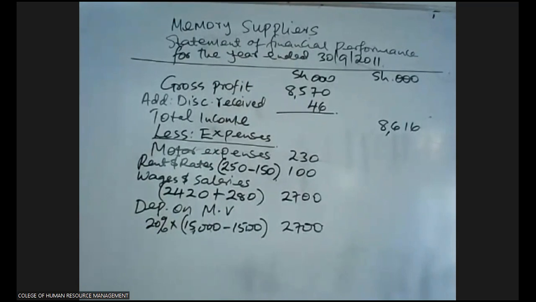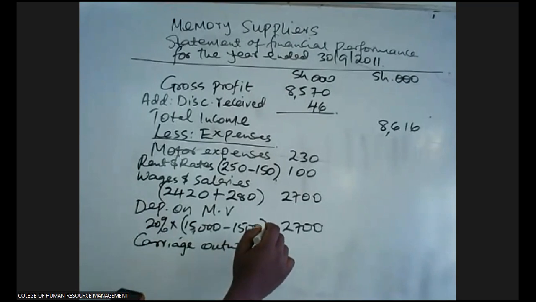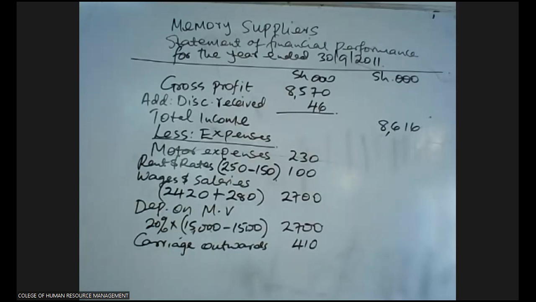Good. Carriage outward is an expense. This is the cost you incurred to offer transport for your customers. It is carriage on sales. Carriage outward is carriage on sales. So as you sell goods, you might offer after sales service transport for your customers when the goods are being delivered. So that is the cost you incur to deliver goods to your customers after you have sold them.